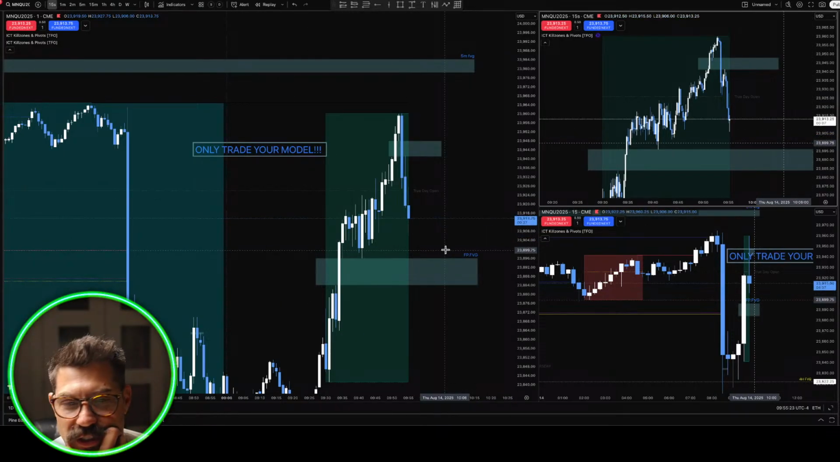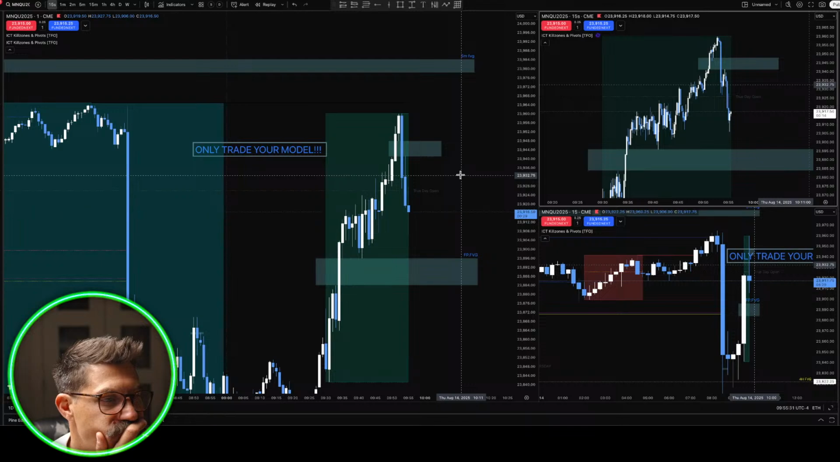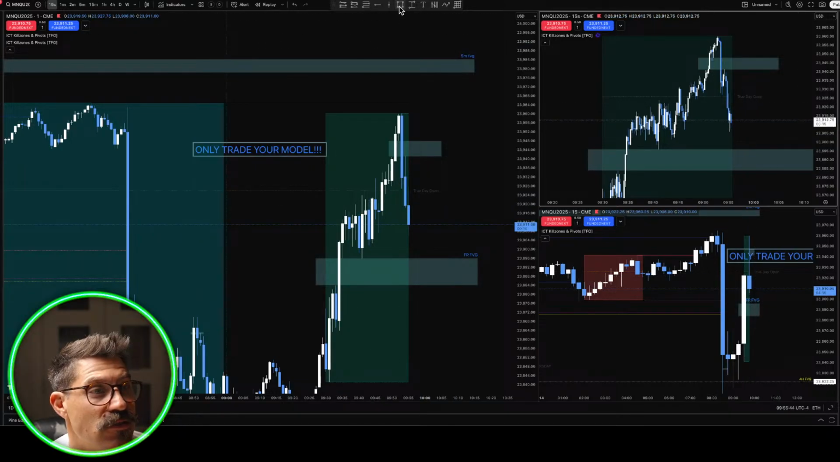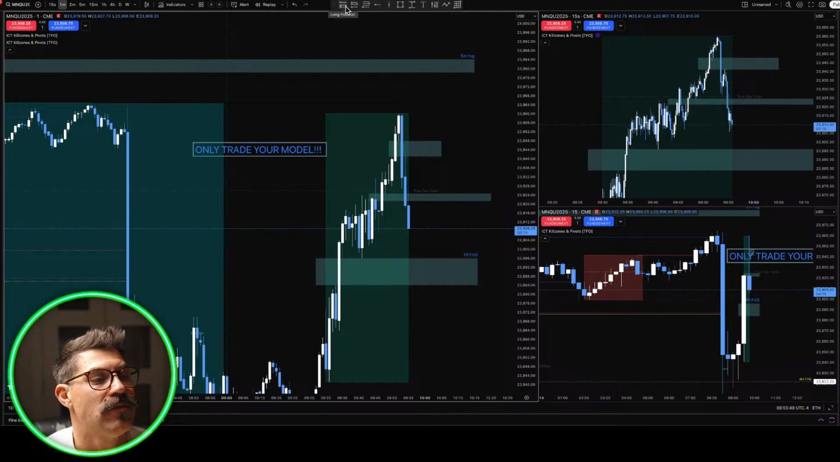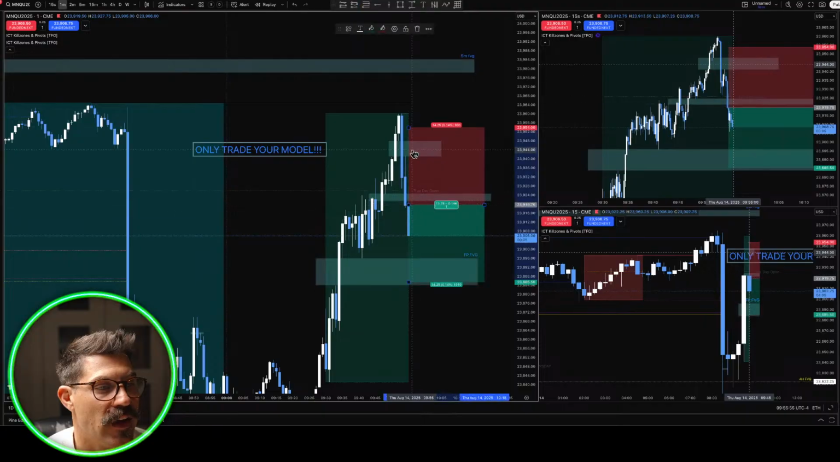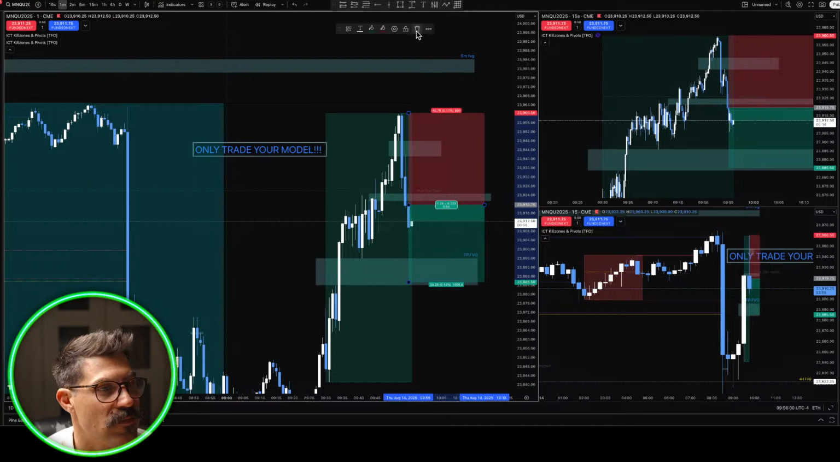Damn, really wish I shorted that. Missed this one too. Shit. Man, even if I got in on that one, it's a juicy stop though.